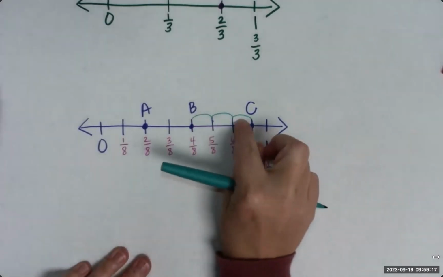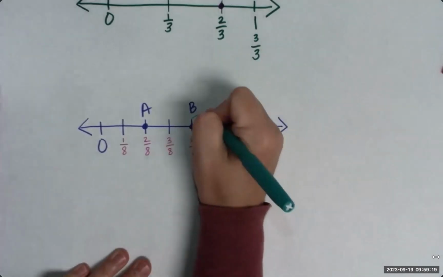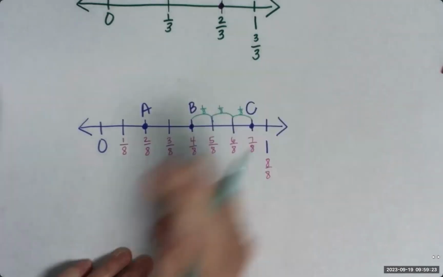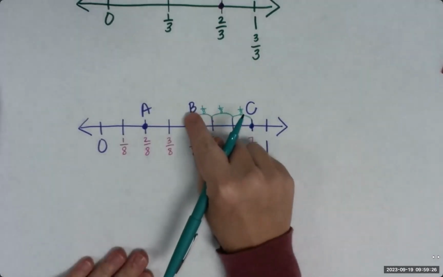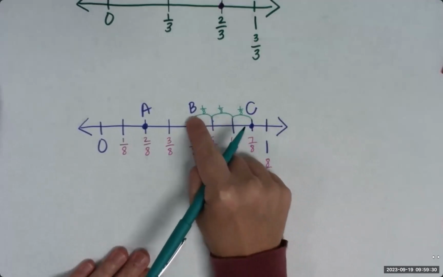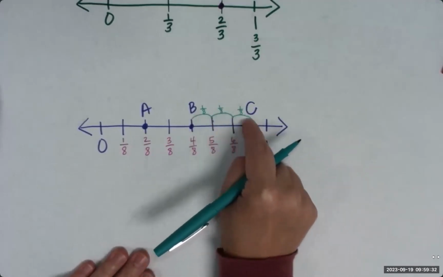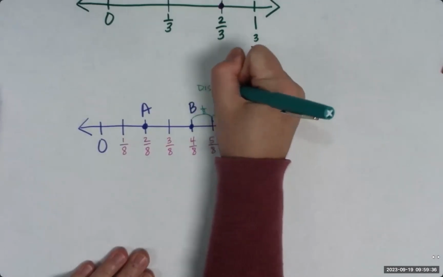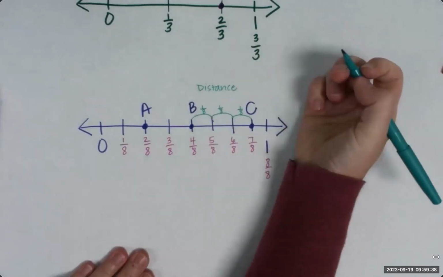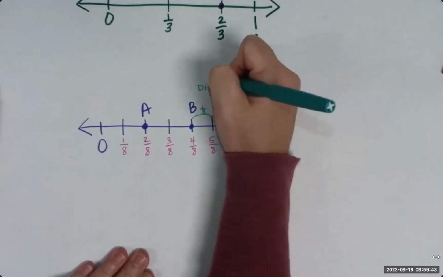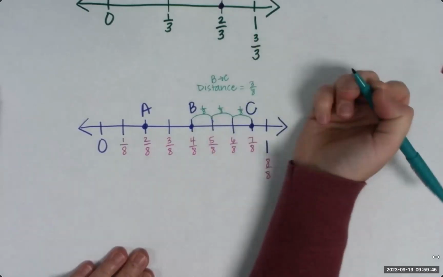So what did each interval represent? Well, each interval represented 1/8. So what is the distance between point B and point C? Well, because these are all eighths, the distance between is 1/8, 2/8, 3/8. So the distance between point B and point C is 3/8. So from B to C, or C to B, either way.